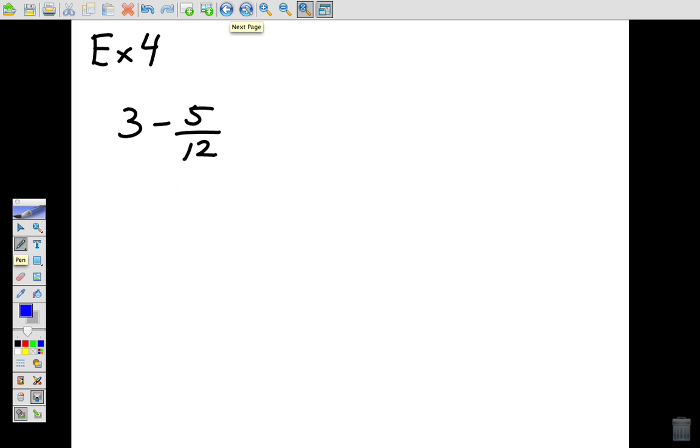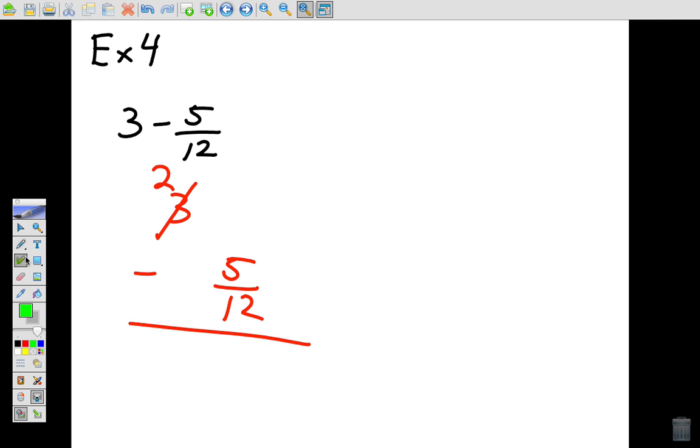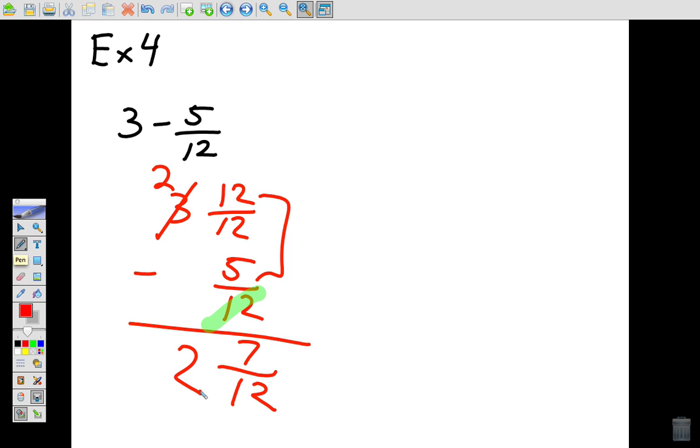All right, example 4. 3 minus 5/12. Again, notice I didn't line these up because 3 is a whole number and 5/12 is a fraction. I can't take 5/12 away from nothing. I borrow. I'm working with 12s, so the one I borrowed, I'll call it 12 over 12. Now subtract. 12 minus 5, 7. 2 minus nothing. 2 take away nothing, you have 2 left.